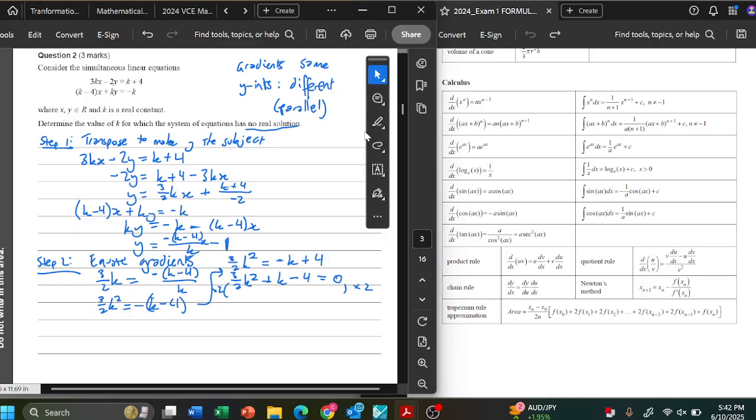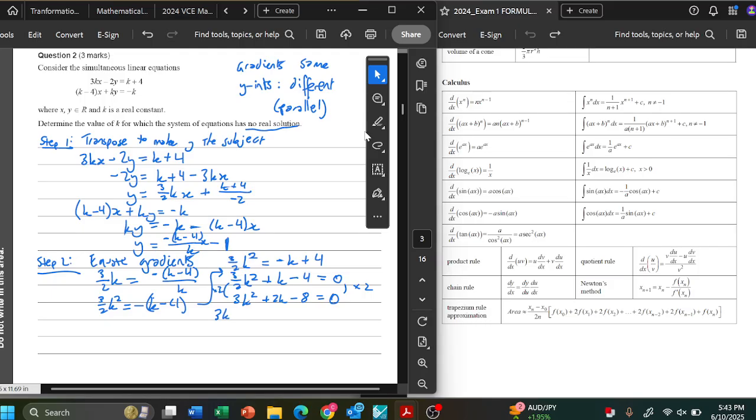Because whenever we've got a fraction in the leading coefficient, it's going to cause some problems. So we can write this now as 3k squared plus 2k minus 8. And of course, if I go 0 times 2, that's still just equal to 0. So that doesn't cause any issues. And now I can just factorize this expression here.